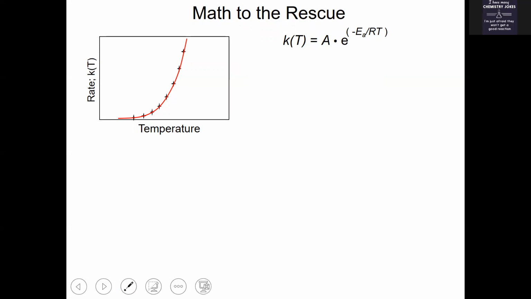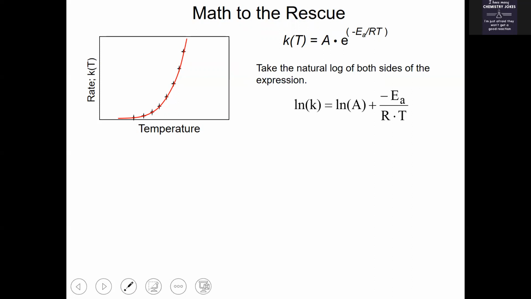But at this level of chemistry, we don't often work with exponentials. We work with linear things. So let's see if we can get this into a different format to make it a linear relationship. The first thing we do is take the natural log of both sides. So ln k equals ln A plus negative Ea over RT. The natural log made the e cancel out. Then I just rearrange it, pulling the Ea term out front.